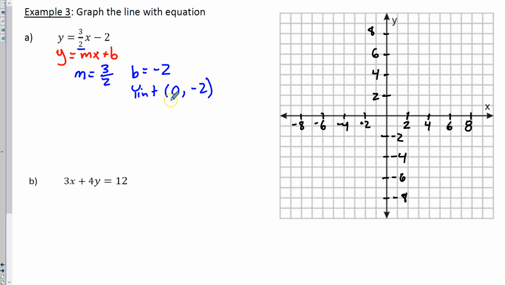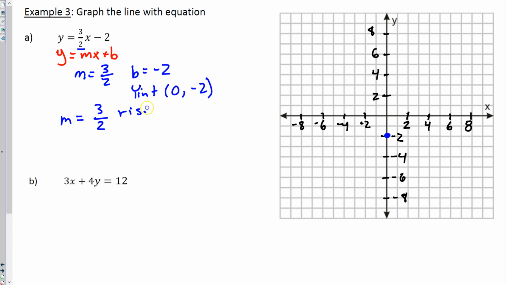So the first thing we need to graph is our point location. We always start with the y-intercept, and once we have that point on the graph, then we can use our slope to generate more points. So I'm going to graph the point (0, -2), and then our slope is telling us how to get to another point on our line.